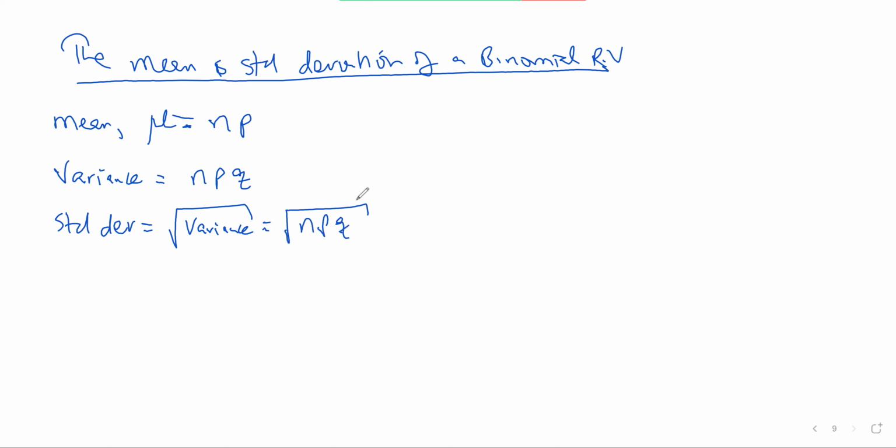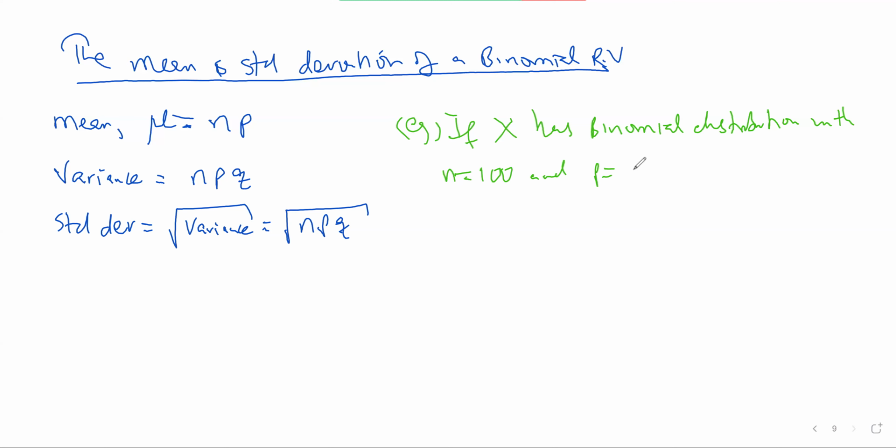The square root of NPQ. For example, if X has binomial distribution with N equal to 100 and P is 0.3. If that is what you have, then mu, the mean of X, is N times P, is 100 times 0.3, which gives us what? 30.